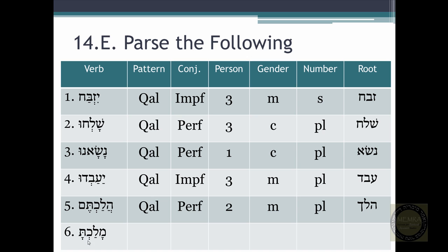And the ta ending, the tav with the comets, is only going to be second masculine singular. Again, you need to have your conjugations completely memorized. If you do, this will be actually quite easy.